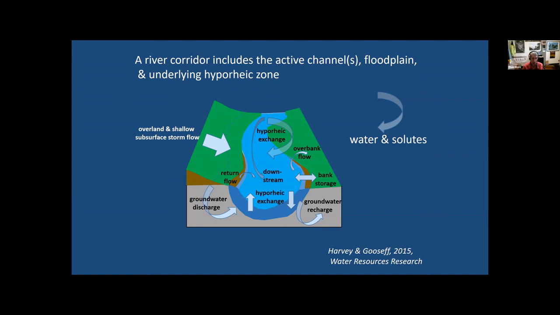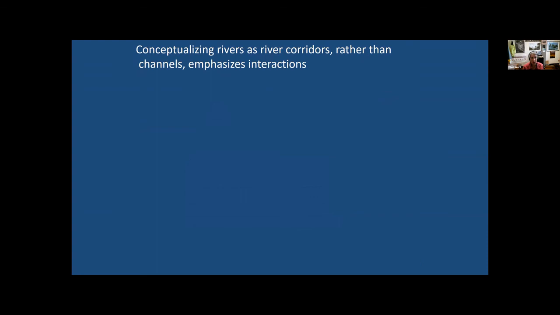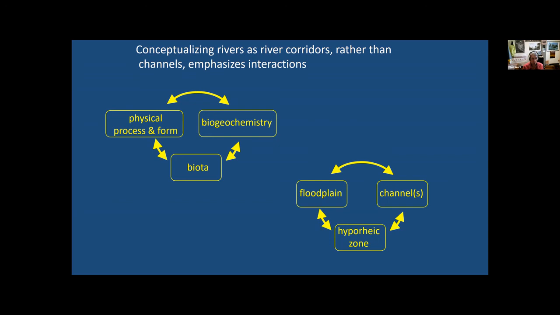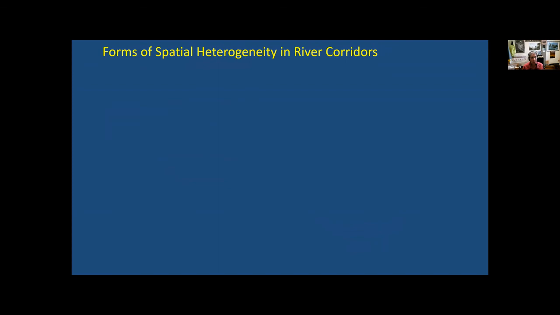But I think referring to a river corridor makes these connections more explicit, as illustrated in this three-dimensional block diagram from Harvey and Gooseff's paper, where they were talking about the three-dimensional nature of water and solutes moving through, into and through a river corridor. So I think explicitly describing or thinking in terms of a river corridor helps to emphasize those interactions between physical process and form, biogeochemical reactions, and biota, whether it's the big visible biota like riparian trees or invisible biota like microbial communities that are a key influence on biogeochemistry. I think the concept of river corridors also helps to make those connections between floodplain, channel, and riparian zone more explicit. Okay, so what form does spatial heterogeneity or messiness take?